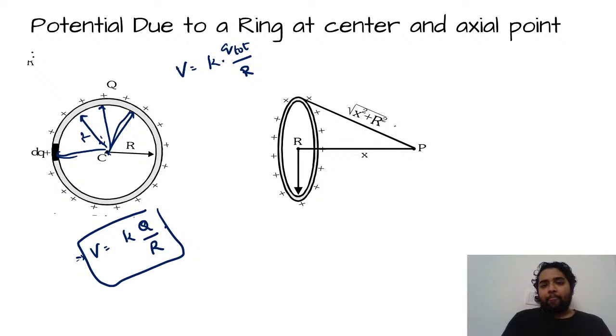And next, the potential at a distance x from this, like this. We know it is a scalar, so only the distance between them matters. KQ by R: when we write this, it will only depend on the charge which is present and the distance from the charge.